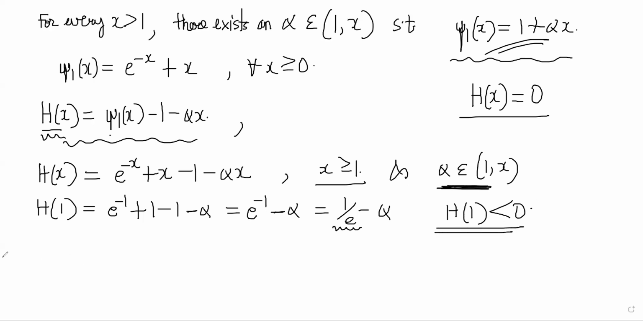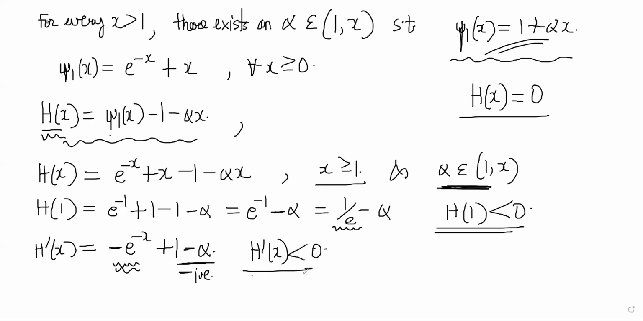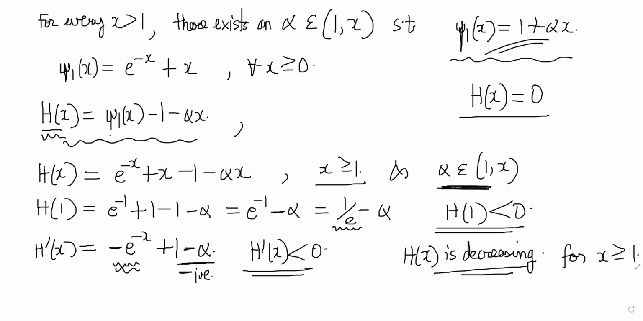Correct? Now what is our h dash x? Derivative of this h of x function is minus e power minus x plus 1 minus alpha. Right? So if you think about it, this is negative and 1 minus alpha is also negative because alpha is greater than 1. So h dash x basically comes out to be less than 0, which means that h x is decreasing for x greater than or equal to 1, where this condition was defined, right?